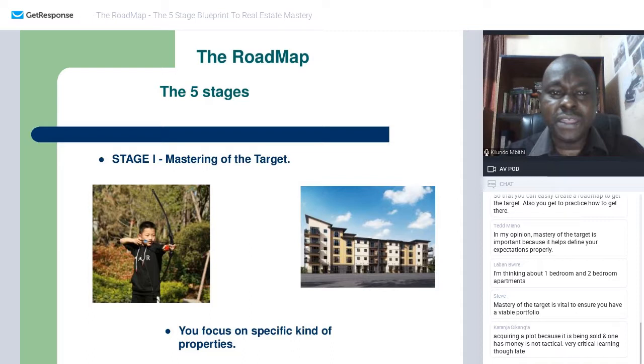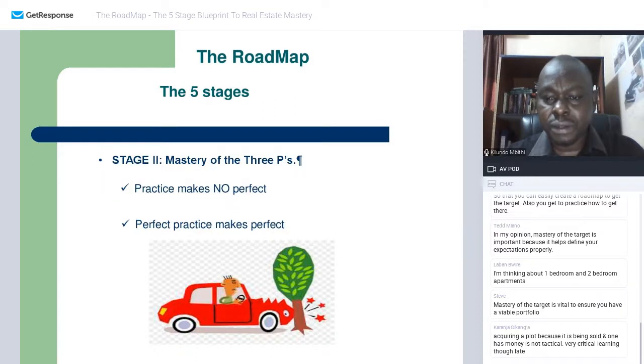So the second stage is mastery of the 3 Ps. Okay, let's bring the slide. Mastery of the 3 Ps.